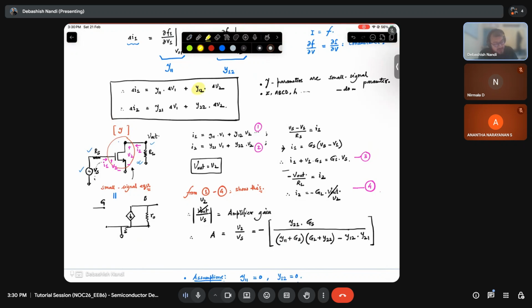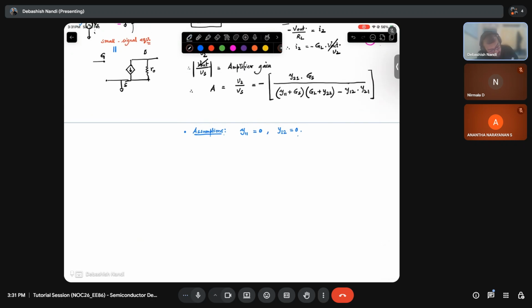Y12 is what? When V1 is equal to 0, Y12 is I1 by V2 when V1 is equal to 0. That means, in my MOSFET, I am connecting gate to 0 because my V1 is 0. Gate to source voltage should be 0. And I am applying some voltage at this node. This is V2. And we are trying to find what is the current flowing through the gate, right?